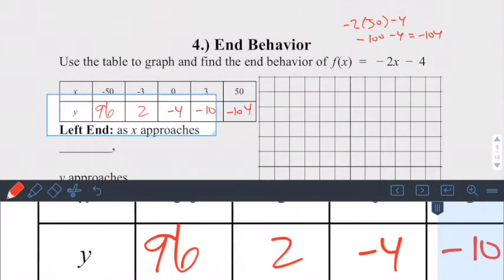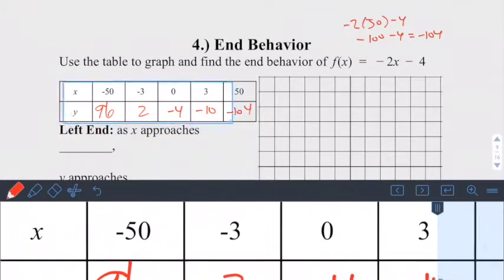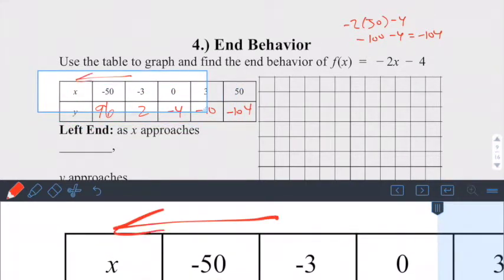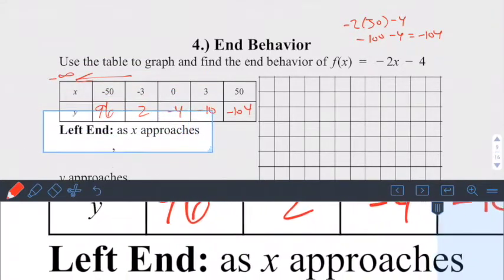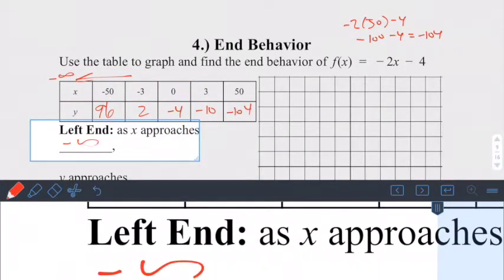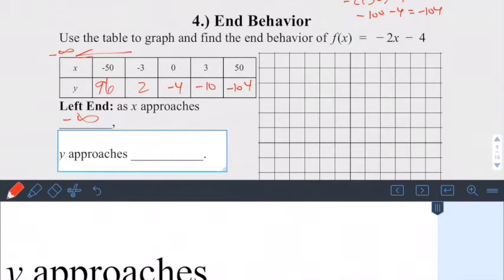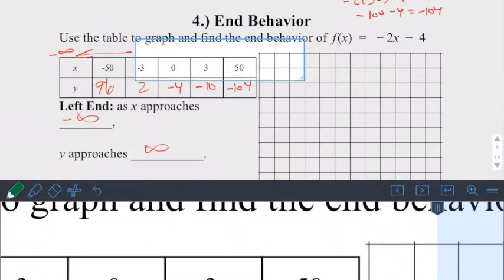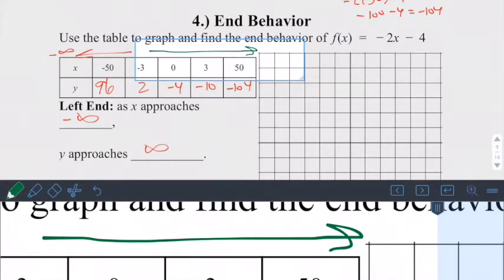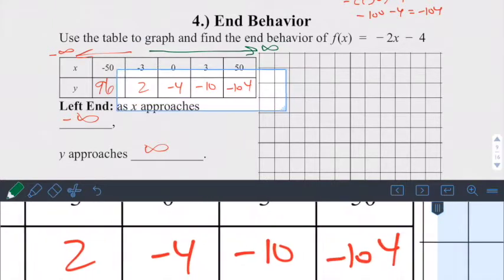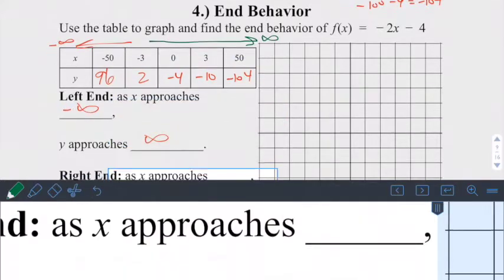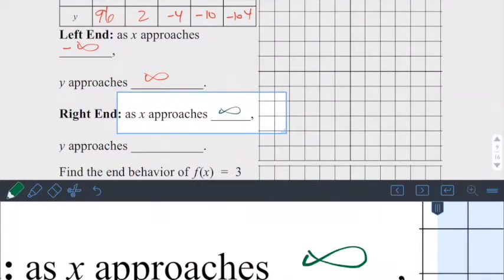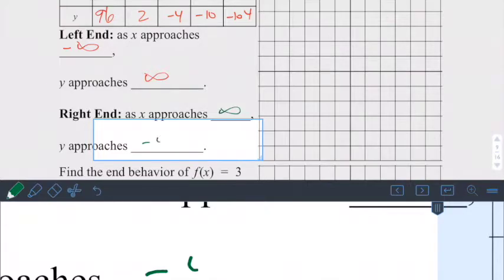So we can see that as we go towards negative infinity, our numbers are getting smaller, that our y numbers are increasing. So as x approaches negative infinity, y approaches positive infinity. I'll show you that on the graph in a second. As we go to the right and our numbers are getting larger and closer to positive infinity, our y values are getting smaller. So those are approaching negative infinity. So as x approaches positive infinity, y approaches negative infinity.